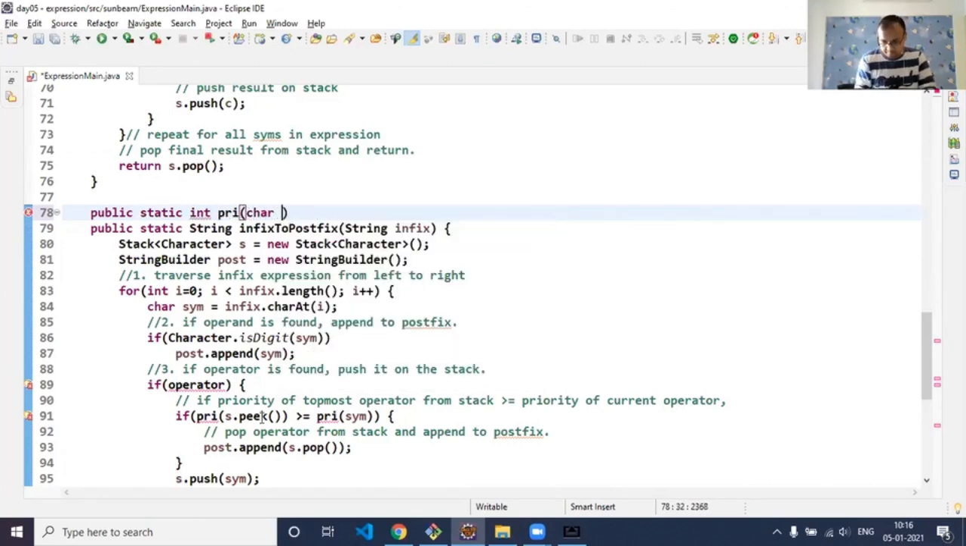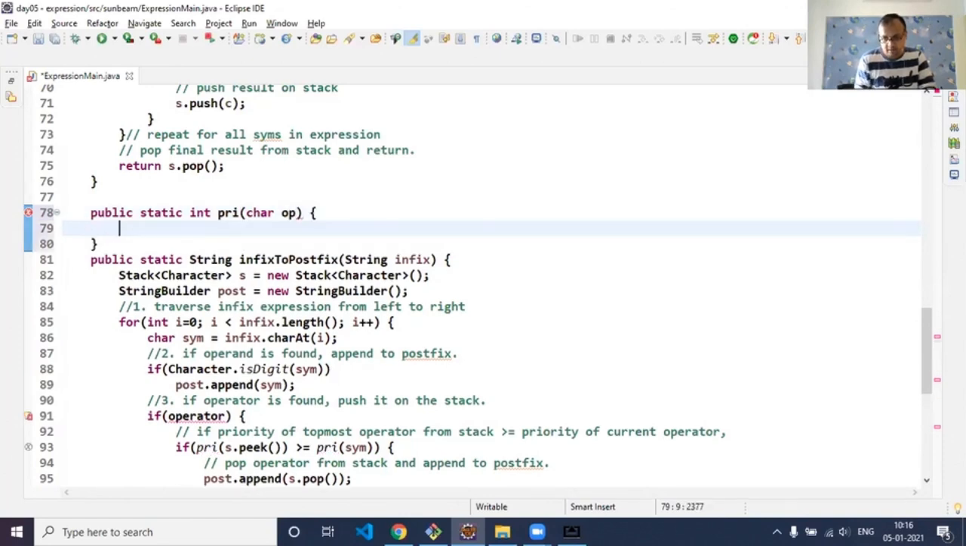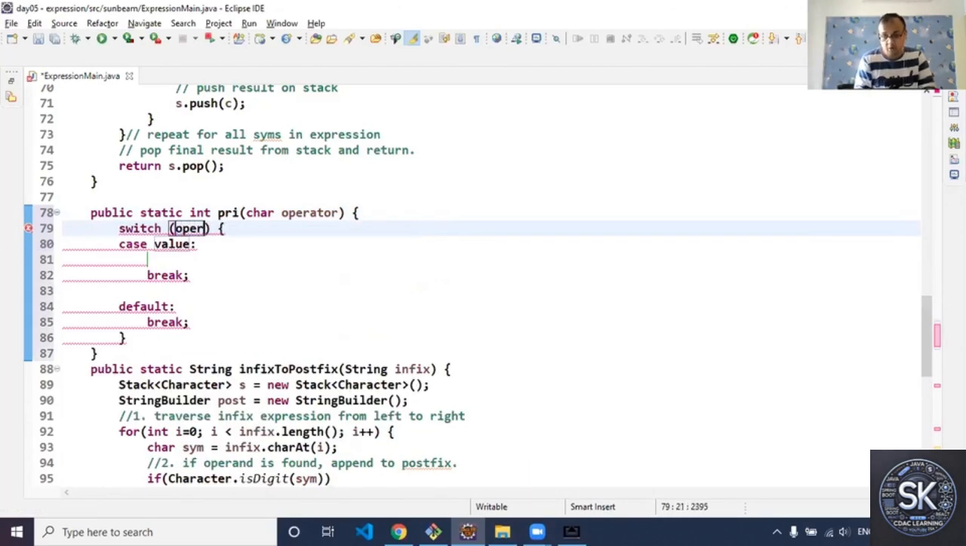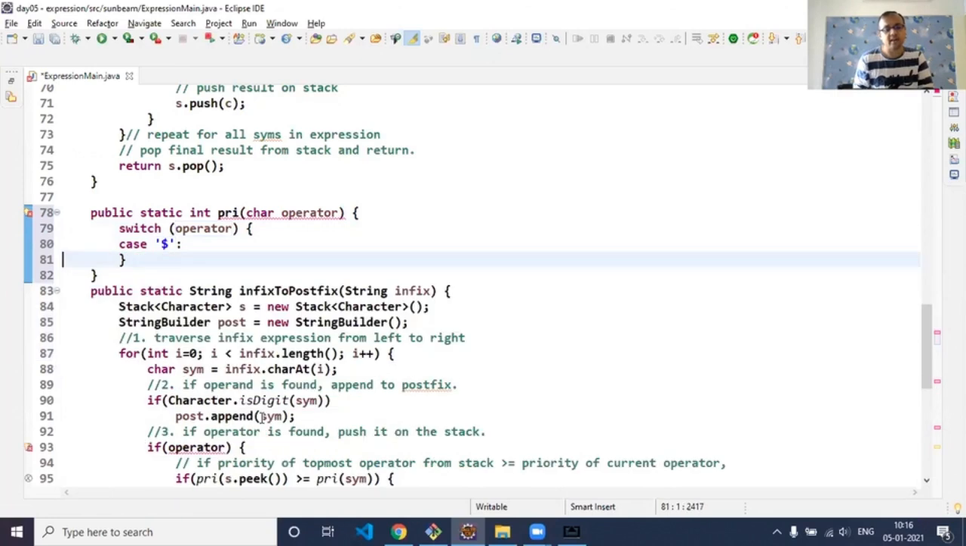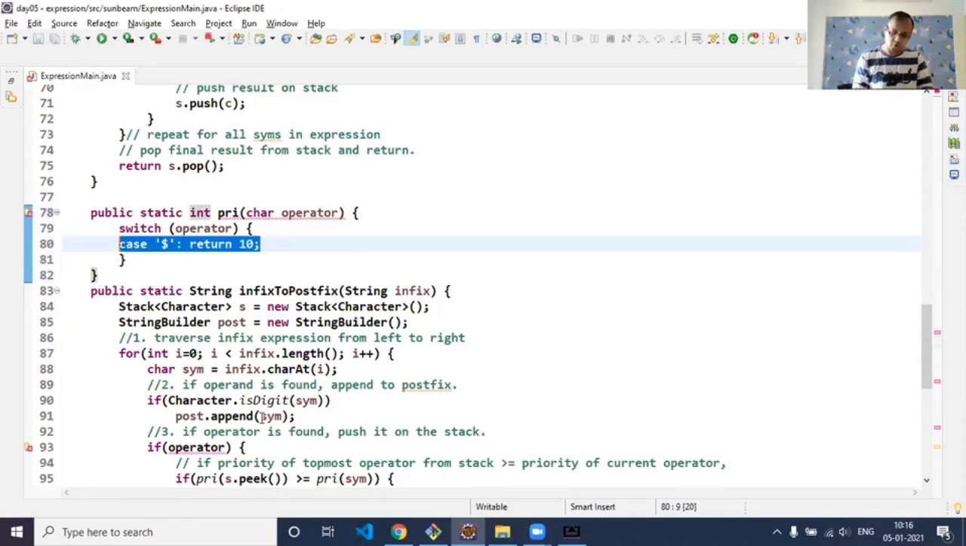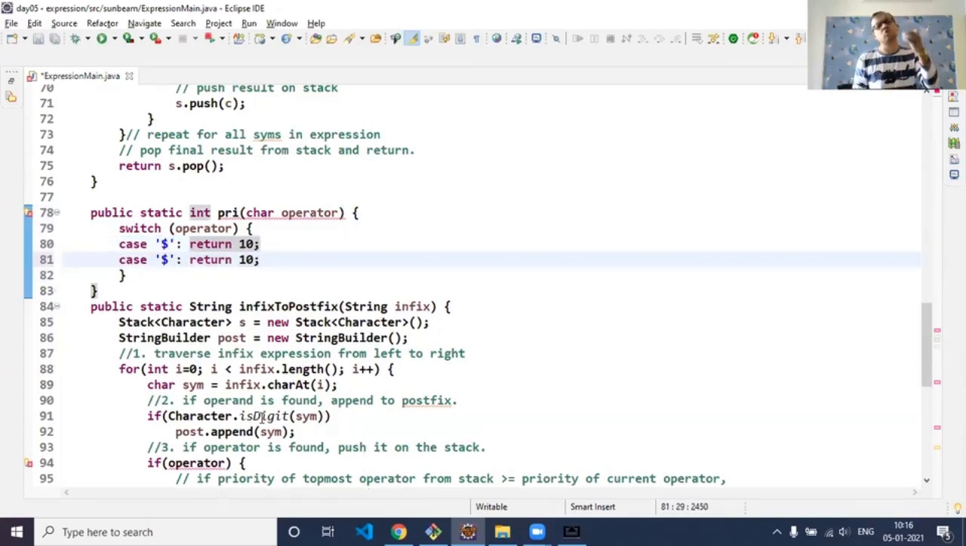So character, I can say operator, और कौन से ऑपरेटर की प्रायोरिटी कितनी है उसके हिसाब से हमें कोड लिखना है. तो लिखो फटाफट से. If the operator is dollar, I guess it is the highest priority. You return some number which indicates the highest number. Okay, that is good. सर वो 10 क्यों लिखा? कुछ भी लिखो, choice is yours. Number is not important.